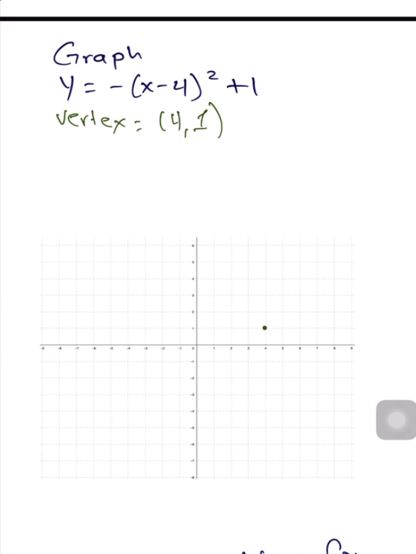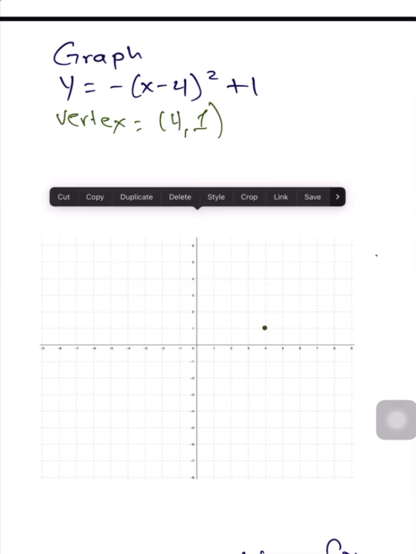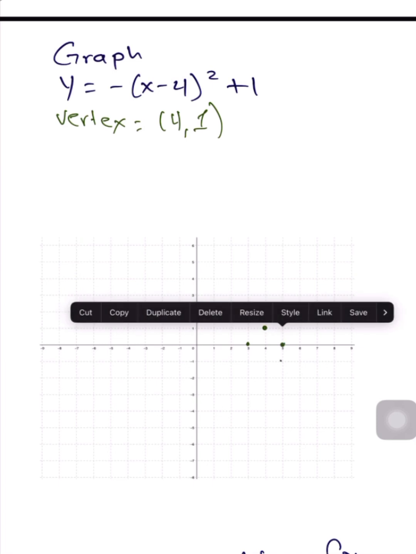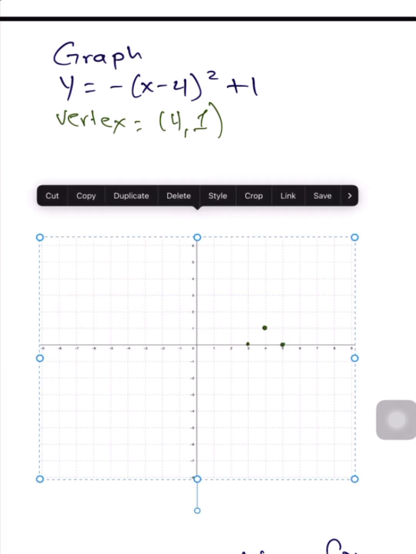So plot that on your graph, 4, 1. That's your vertex. Okay, and then you have a negative out in front. So that means that your parabola is going to open downwards. You're going to have a slope of negative 1. So from this point, you can go down 1 and then over 1. And then you can also go in the other direction, down 1 over 1. And then that is your new parabola.